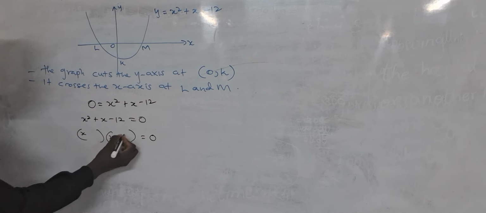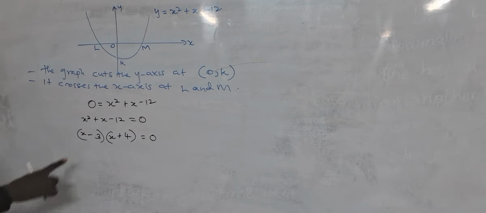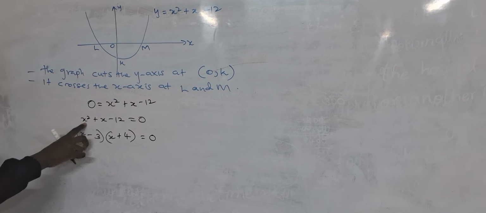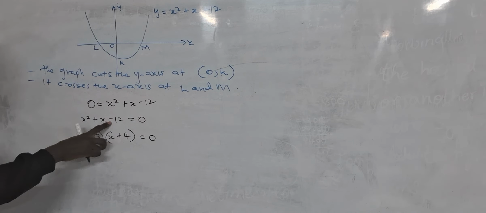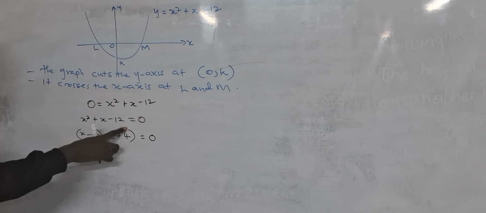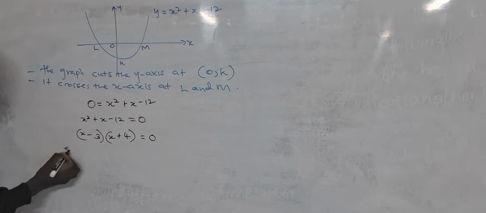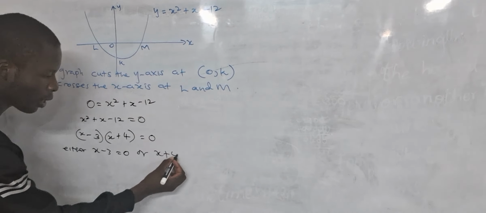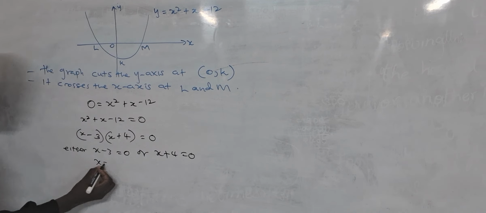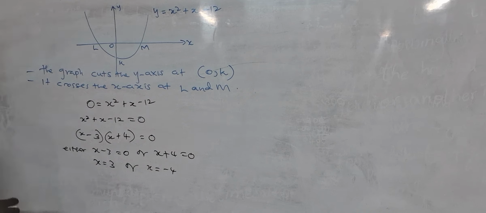4 and 3, right? 4 here and 3 here. Here is a positive, so here you are supposed to write a positive, and here you are supposed to write a negative. x times x, you are going to get x squared. Minus times a plus is a minus. 3 times 4, you are going to get 12. Minus 3 plus 4, you are going to get plus 1. So either x minus 3 is equal to 0, or x plus 4 is equal to 0. So x is equal to 3, or x is equal to minus 4.